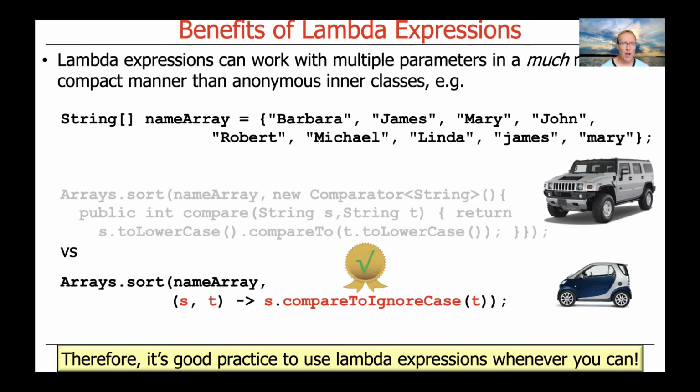So if you hover your mouse or your pointing device or your finger, or whatever you're using as your pointing device, over top of anonymous inner class code, you'll typically get a little pop-up and it'll give you an option for doing the automatic conversion of the anonymous inner class into a Lambda expression. So not a bad thing to get used to doing.